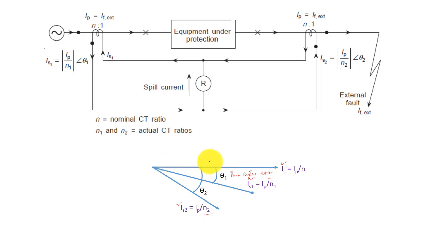The difficulty is that even for an external fault the spill current will be IS1 minus IS2, and therefore some current will flow through this overcurrent relay, and therefore it will respond to the spill current and the circuit breaker will trip. So what we can conclude is that even for an external fault your differential relay responds when there is certain error existing in the CTs. In fact, in practice it is always existing. There are CT ratio errors and phase angle errors.